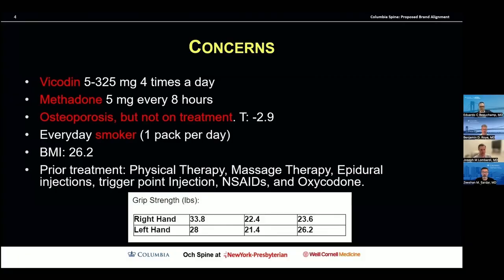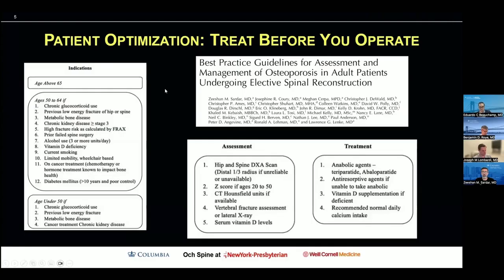Now, she had undergone years of non-operative treatment, including different types of physical therapy, massage therapy, injections, medications. At the bottom, you also see her grip strength that I typically get in all my patients just to get a rough idea of their overall strength status. I'll come back to that case at the end, but that highlights that these patients coming to us for surgery, it's not just about the spinal deformity itself. They're coming with a lot of other aspects to their medical condition that need to be optimized.